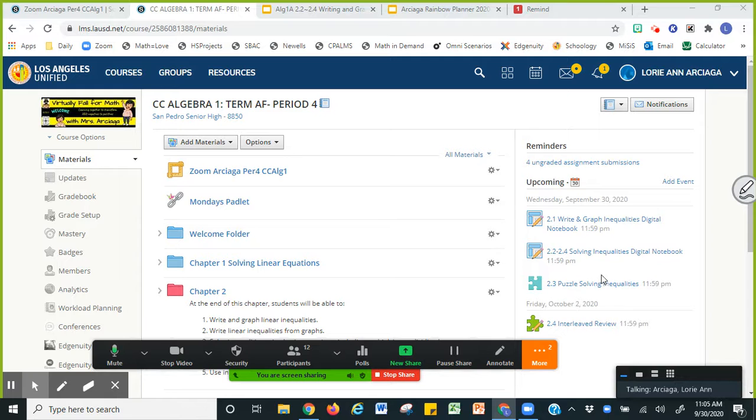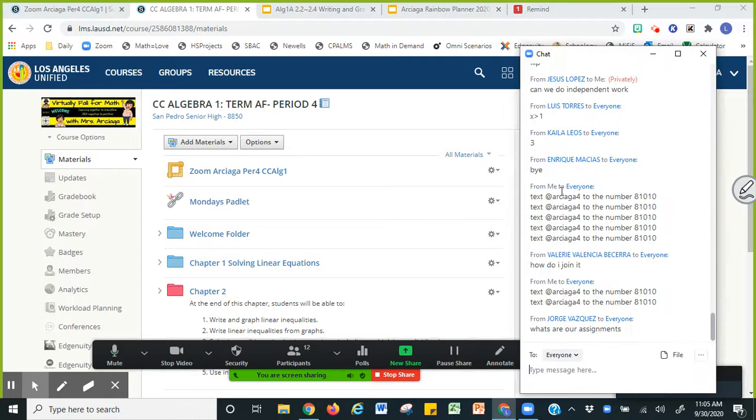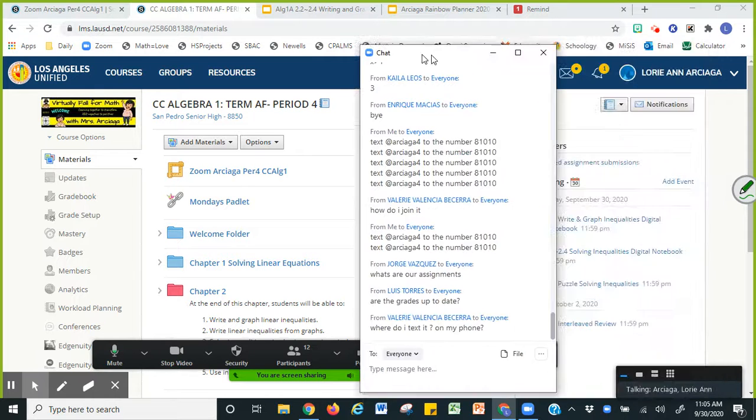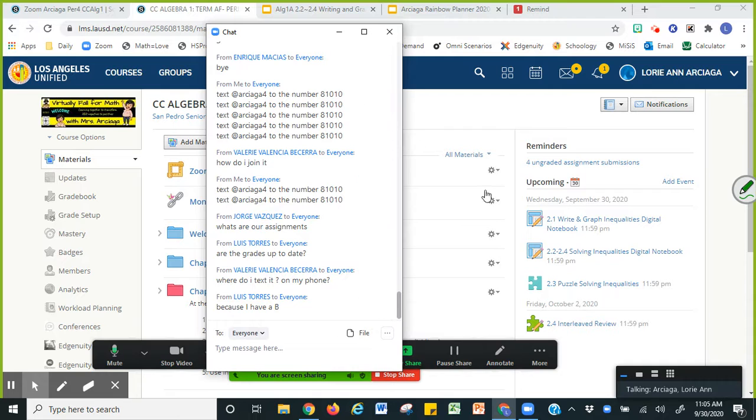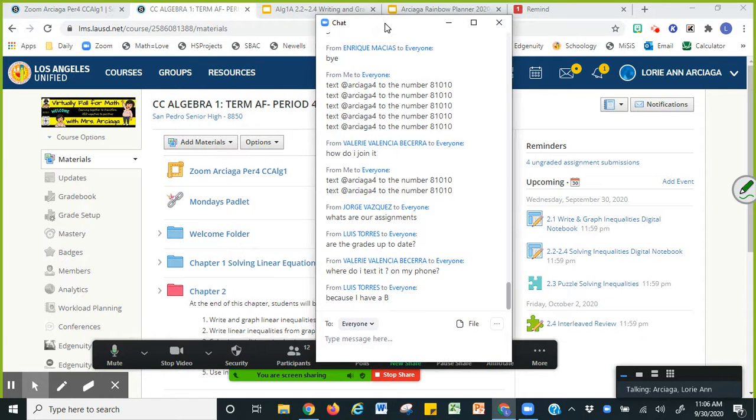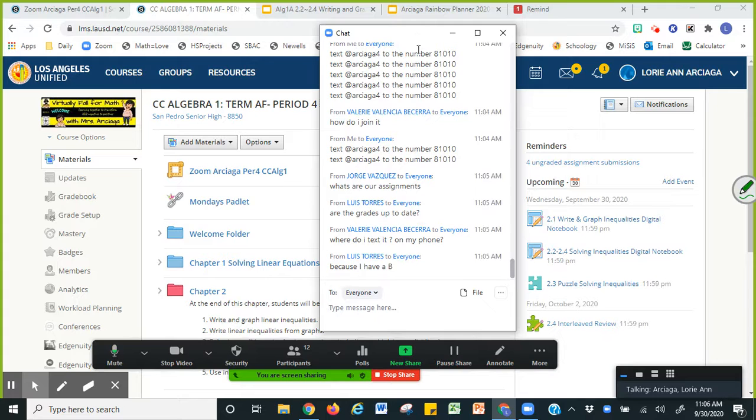Where do I text? On my phone? Yes, honey. I want to be able to communicate with you wherever you are. So if there's an emergency, you're helping mom with grocery, you're taking care of your cousin, you can text me. And that's also one way that you don't get marked absent. So let's say you can't join Zoom for some valid reasons. If you communicate with me, you won't be marked absent.